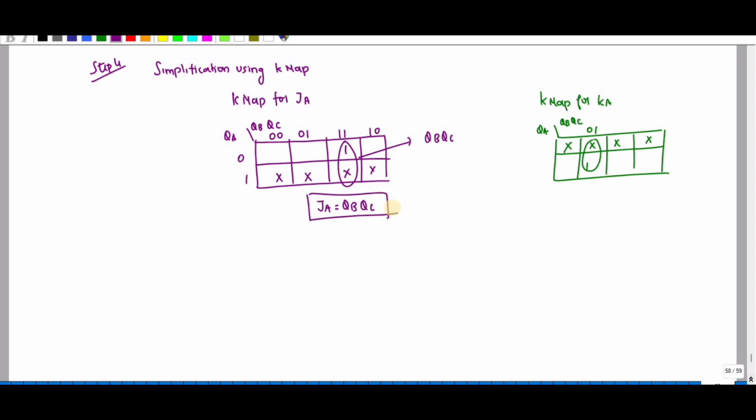And similarly for this, it is x x, so I can group this. If I group this, I will get KA is equal to QC.